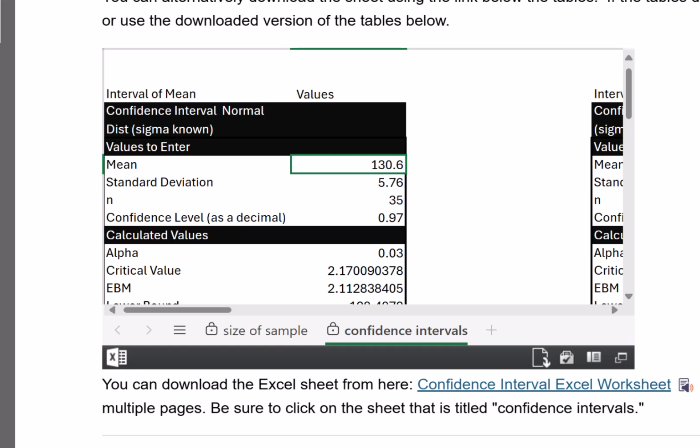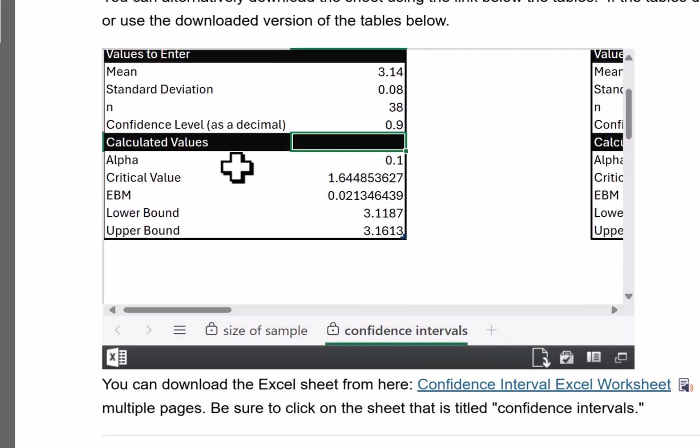Our example says that the mean price of gas was $3.14, so we'll enter that as the mean. It said the population standard deviation is 8 cents, so we put in 0.08. And notice we're using the normal distribution where sigma is known because the problem indicated we had the standard deviation for the population. Our n was 38, and we wanted a 90% confidence interval, so we enter 0.90. Those are all the values you need to put in. The calculated values will appear below.